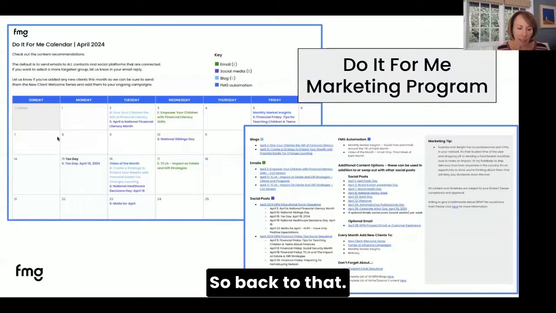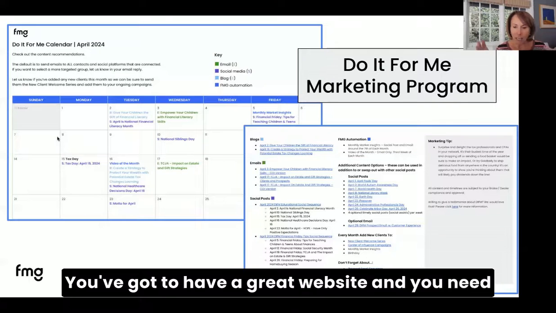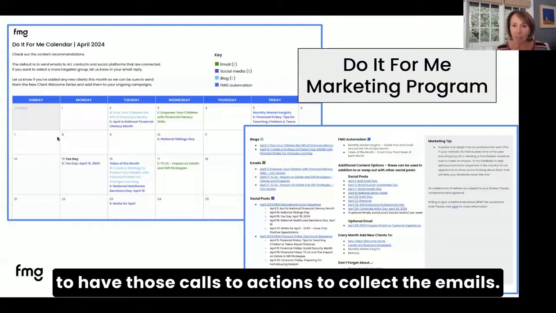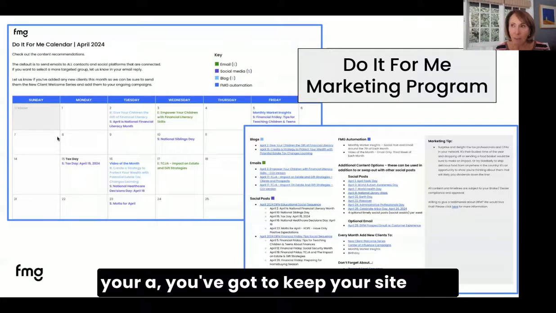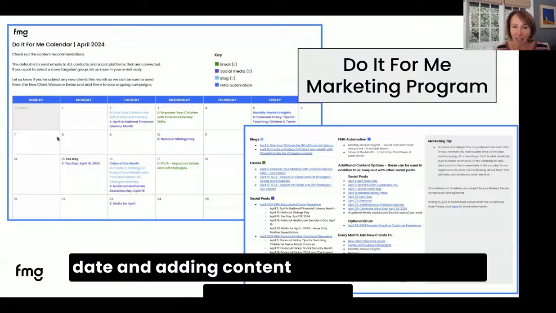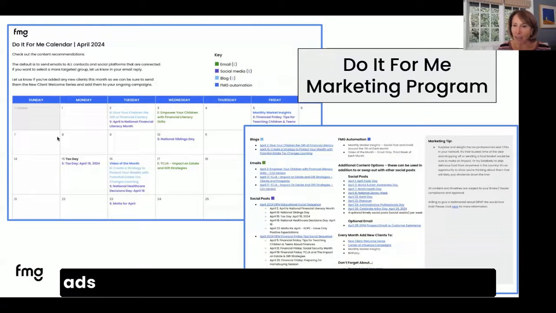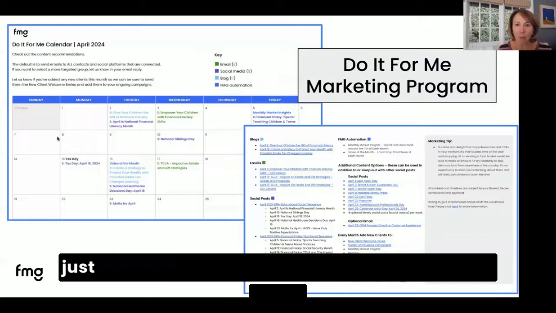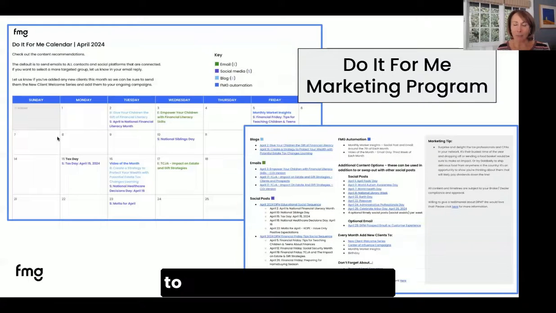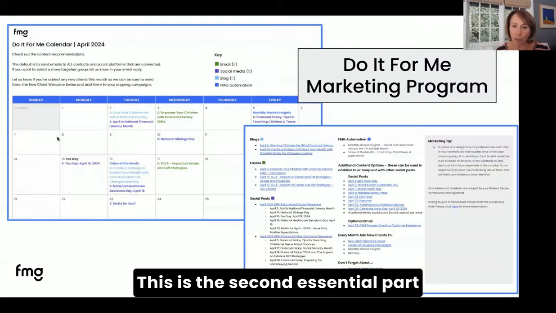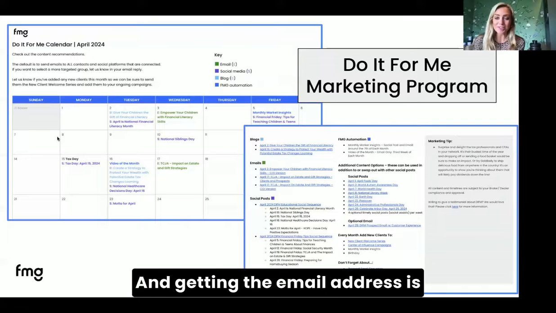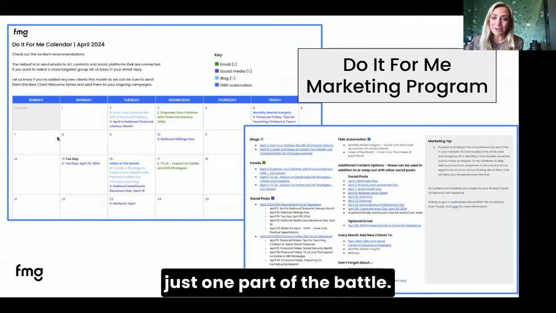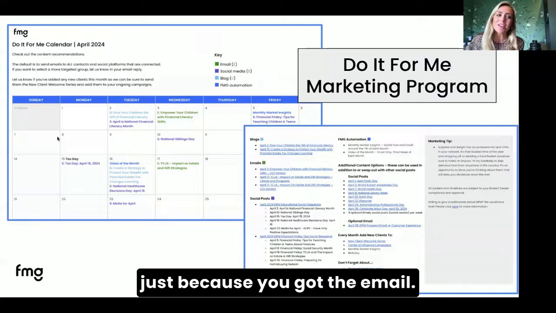So back to that, you've got to have a great website, and you need to have those calls to action to collect the emails. But once you collect the emails, you've got to keep your site up to date and adding content and adding valuable value adds. And then you've got to drip on them, because just because they visited does not mean they are ready to make a move. This is the second essential part of converting leads from your website. Yeah, and getting the email address is just one part of the battle. You're definitely not winning the war just because you got the email.